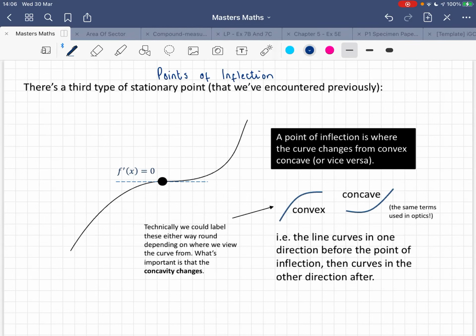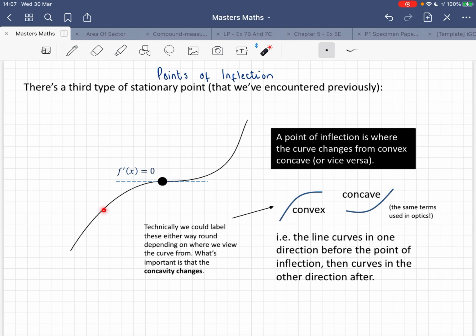Hi, this video is going to be on points of inflection. We've already looked at increasing and decreasing functions and then stationary points. And we found that there were two types of stationary point in the previous video, where one was a maximum, one was a minimum. There's a third type of stationary point, which is called a point of inflection. And it looks something like this.